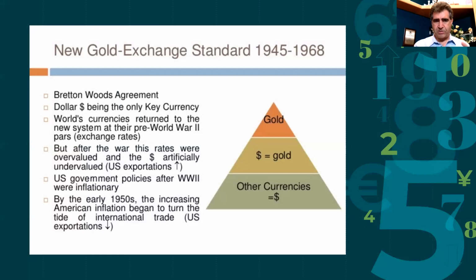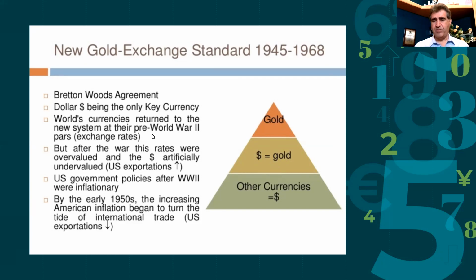So let me speak a little more about Bretton Woods and how the agreement started. Here you can see there's the dollar and there's gold. The dollar is pegged to gold, and all the other currencies are pegged to the dollar. So the dollar is the currency, but it still has a gold standard behind it.